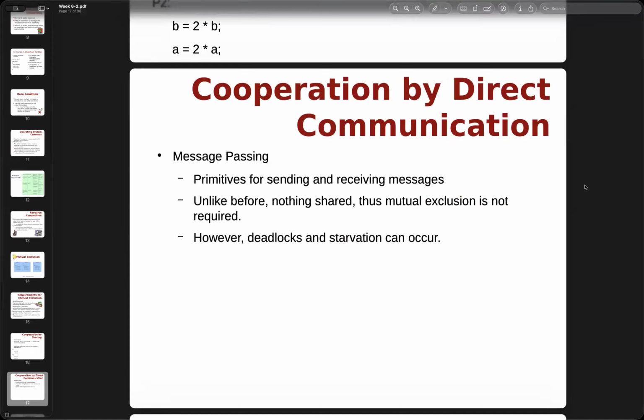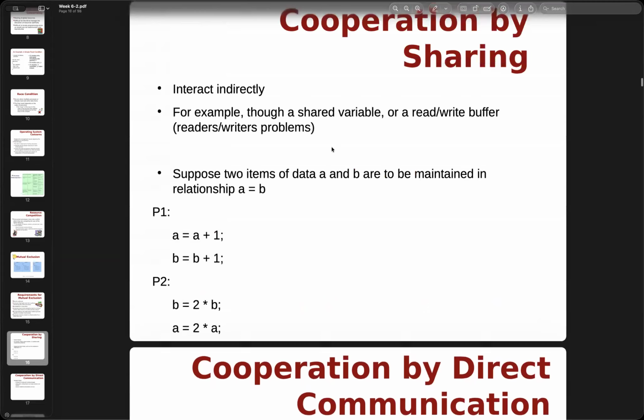And then the next one is cooperation by direct communication, the third one, which is message passing. It is the primitive way of sending or receiving messages. Unlike all those before, nothing is shared, because mutual exclusion is not required, but we need to be careful about deadlock and starvation. Starvation can occur. So here are the differences.